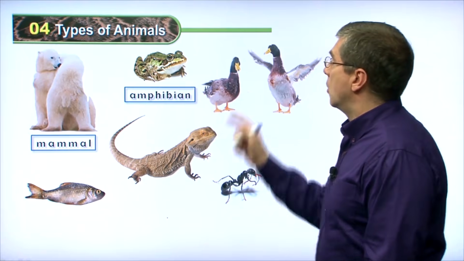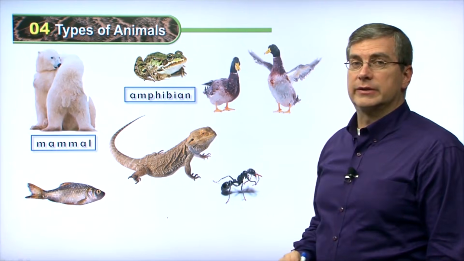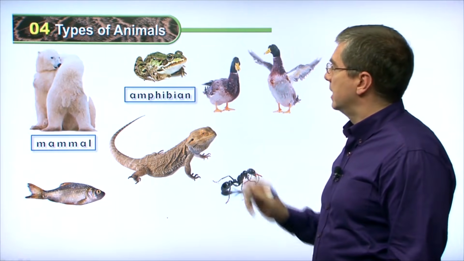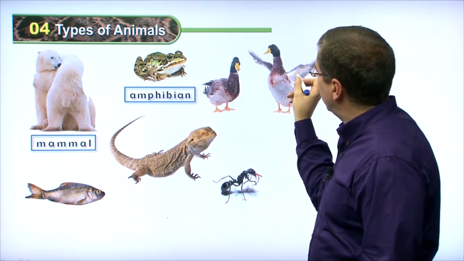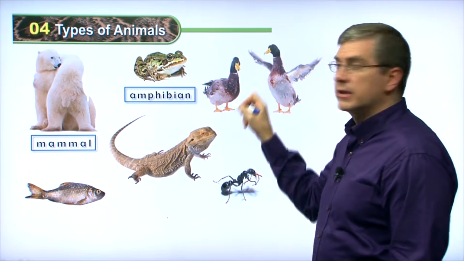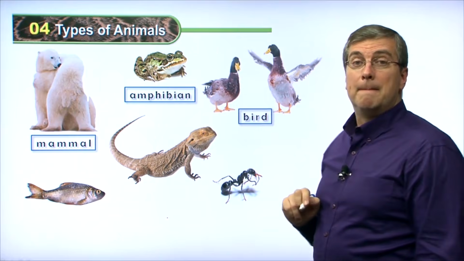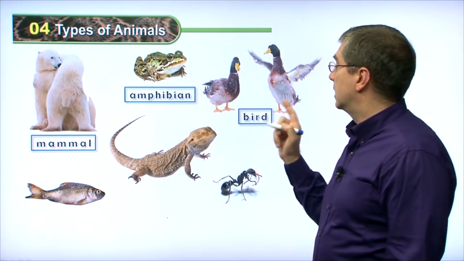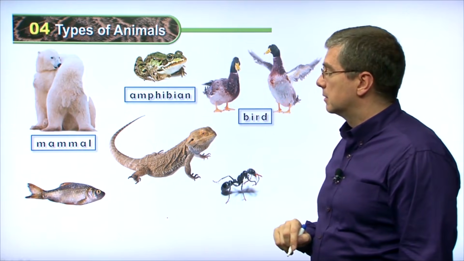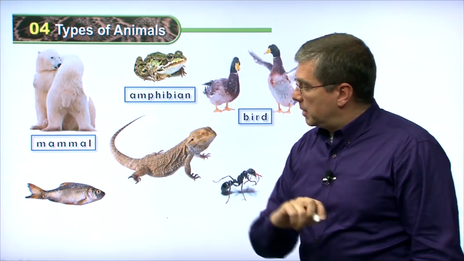Okay? Over here we have 2 ducks. What can we say about ducks? They have 2 legs, 2 wings, and they have feathers on their body. So what does that make them? That makes them birds. Okay? So this is a bird. 2 birds. Okay. Over here we have a picture of a fish.